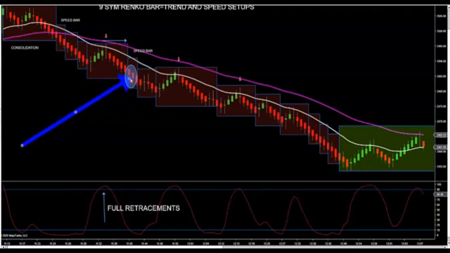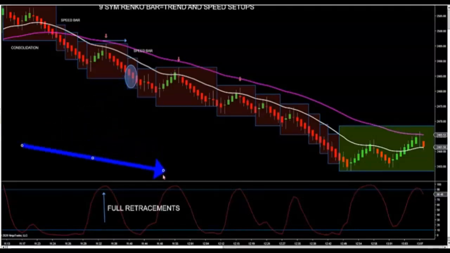But it's a 2 candle close. There's a 2 candle close. You want to come up to a full retracement. So here we are. We got to come above 90%.